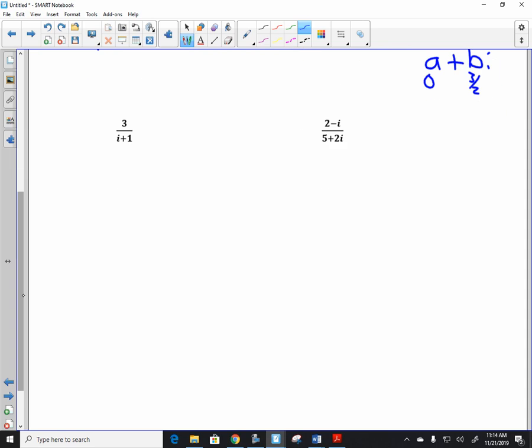Any thought for this one? Close. Multiply top and bottom by i minus 1. Good. Shelby, why did I make that choice? Yep. Conjugate, the middles will cancel out. So I have 3i minus 3 over i squared minus 1. So the top I have 3i minus 3. And what do you get in the bottom?